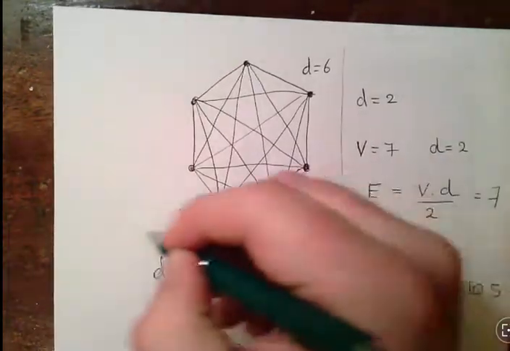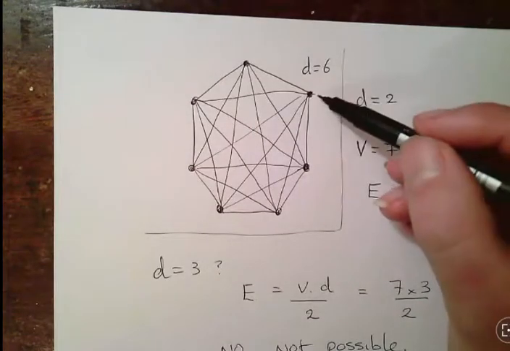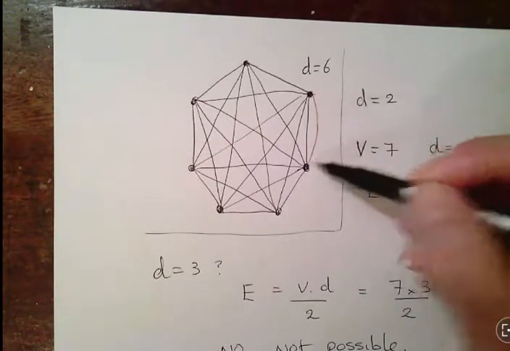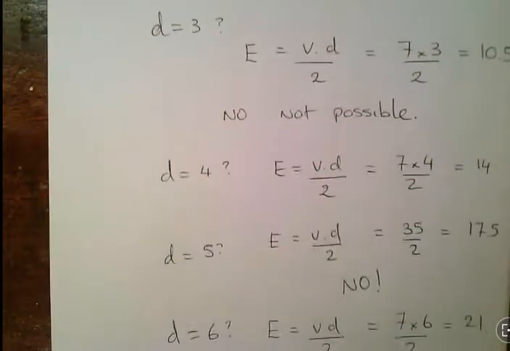What happens if I add in another degree? D equals 7. Essentially, it stops being a simple graph. For example, I might have to add in another edge here like that. That just breaks the rules of a simple graph. So essentially, D equal to 6 is the stopping condition.